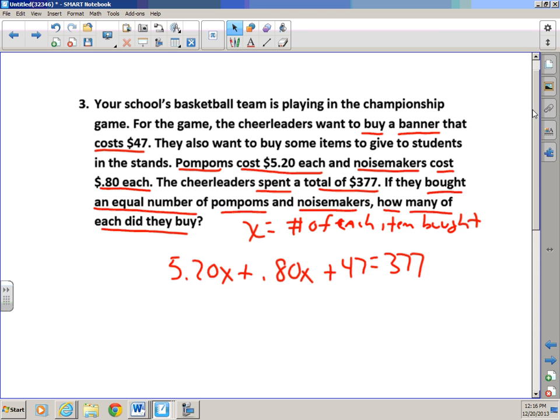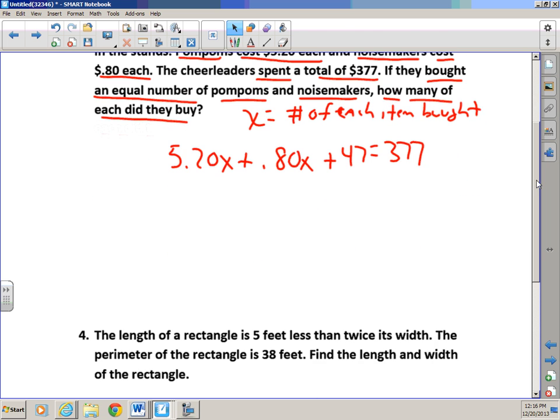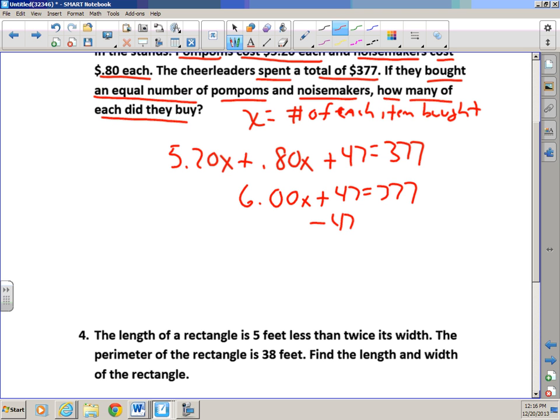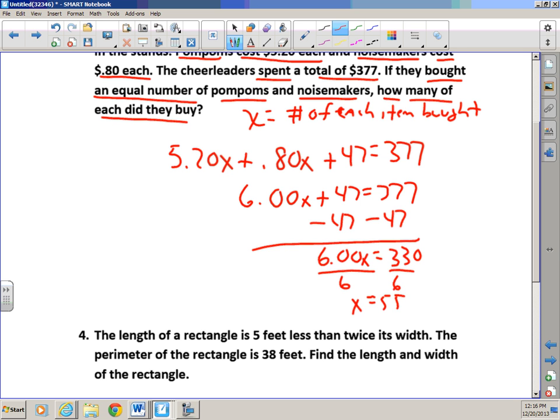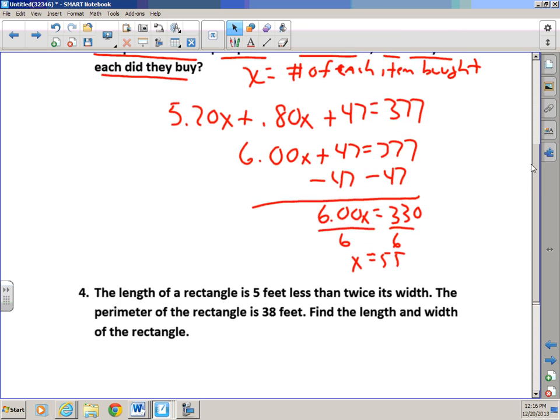Okay, so a little extra step here, because we should be combining our like terms to get 6x. Then we'll subtract the 47. Equals 330. Divide by 6. And they bought 55 of each item.